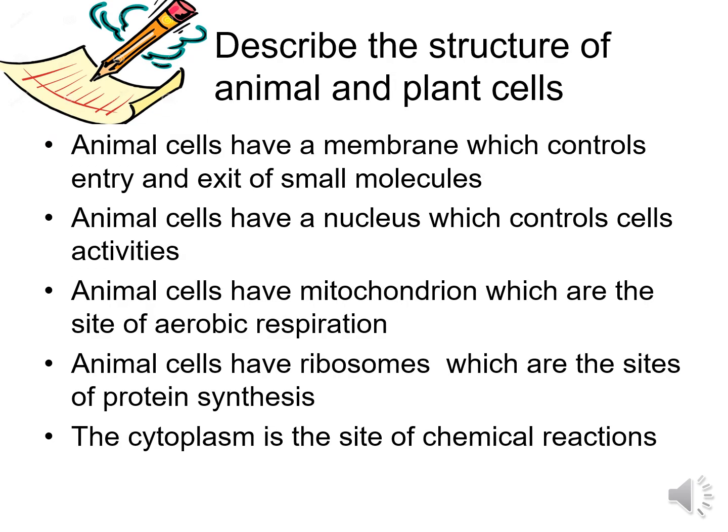Okay, so you might want to say that we know that animal cells have a membrane. And what's the job of a membrane? It controls entry and exit of small molecules. We also know that animal cells have a nucleus, which controls cells' activities. They have mitochondria, which are the site of aerobic respiration or energy production, as we can see at this stage. And they have ribosomes, which are the site of protein synthesis. And they have a cytoplasm, the jelly structure, which is the site of chemical reactions.